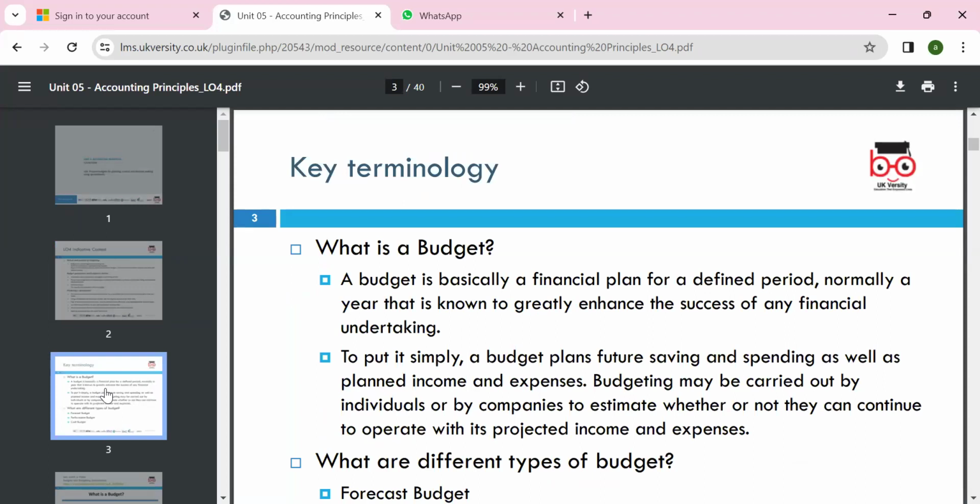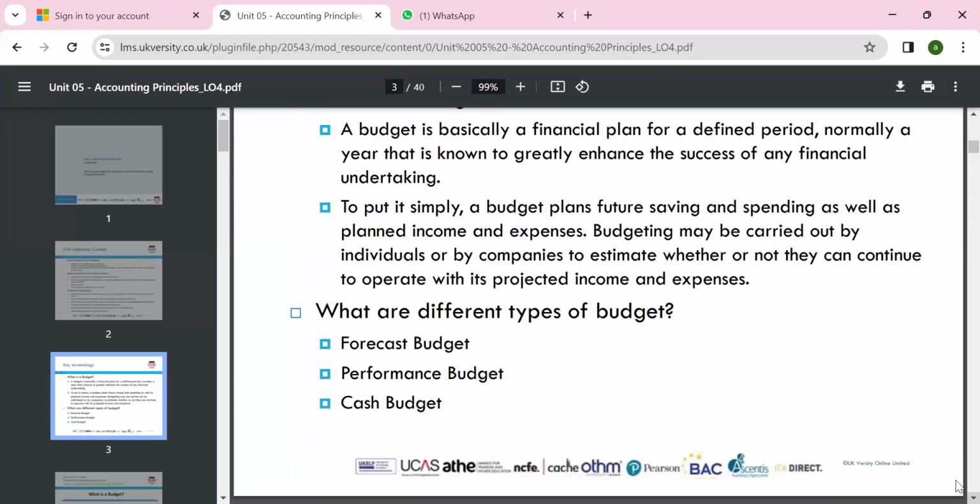So what is the budget? Budget is a financial plan for a defined period, such as a number of years, which greatly enhances the success of the financial undertaking. To put it simply, the budget plans future saving and spending, as well as planned income and expenditure. A budget may be carried out by an individual or a company. It is an estimate of future income and expenses, which we can project. Different types of budget include forecasting budget, performance budget, and cash budget.